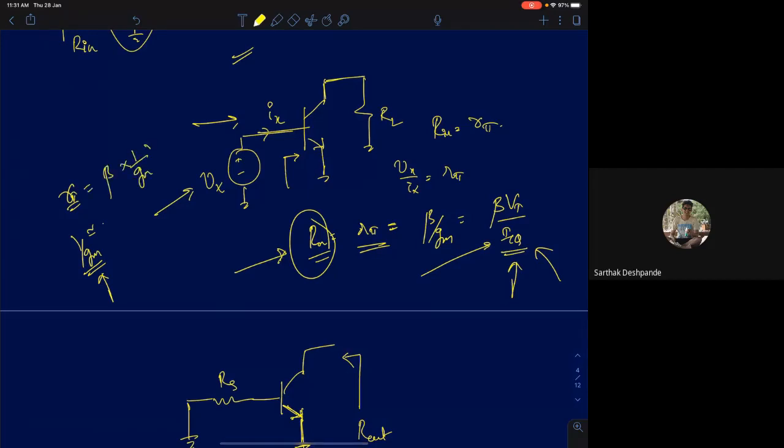So it will be almost 100 times, or beta times, larger than 1 by Gm. So generally you should expect R pi to be large. The word large is a relative term. I'm saying large in terms of 1 by Gm. It's definitely larger than 1 by Gm. That's my comparison metric. That's something that you have to keep in mind.